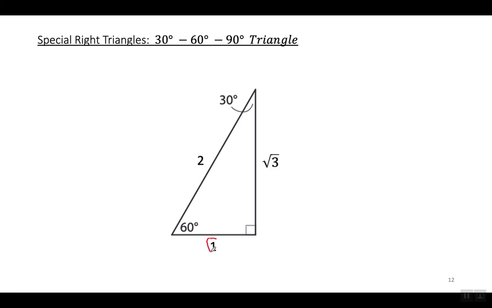The easiest way to understand this is if we start right here, okay? The side opposite the 30-degree angle is the one side. The side opposite the 60-degree angle is the square root of 3 side. And the hypotenuse is the 2 side. Okay, so why am I pointing that out?